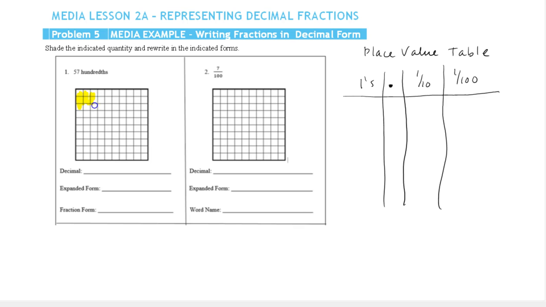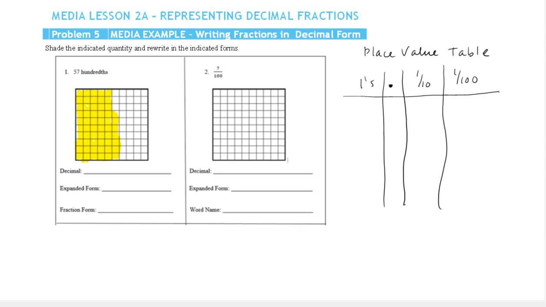So that would be 1, 2, 3, 4, 5 full columns. And then we need 7 more. I'm going to start from the bottom. 4, 5, 6, 7. So this represents 57 hundredths, or 57 out of 100.